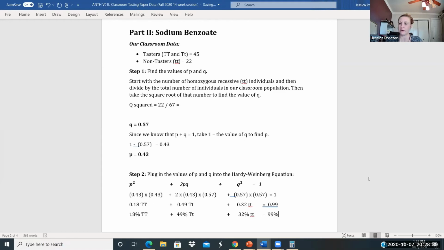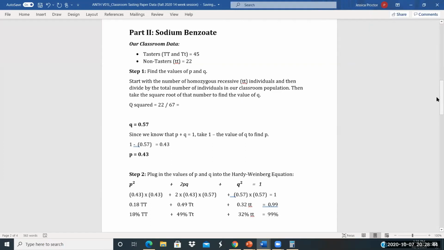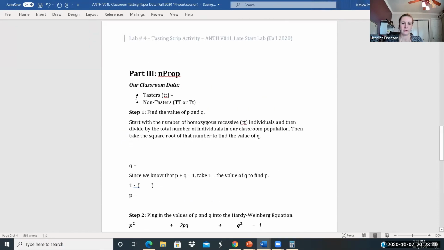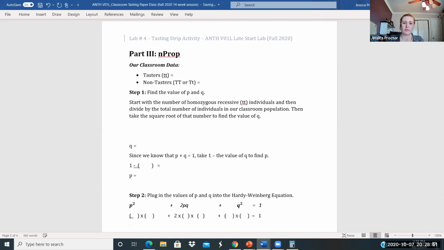Okay, do you guys have any questions so far? No, everything's good. Good. All right, so next example. The reason we do 4 examples is to make sure that these steps kind of cement in your mind. So for PROP, it's actually reversed. If you are a taster, then you are homozygous recessive. And if you're a non-taster, then you're either homozygous dominant or heterozygous. So let me pull up our data for PROP.